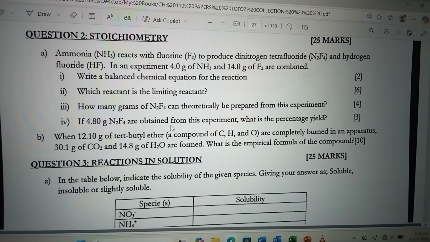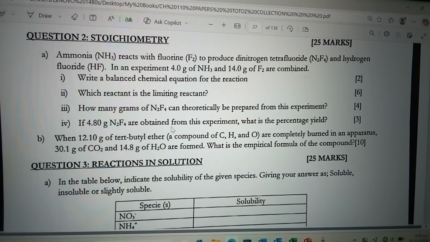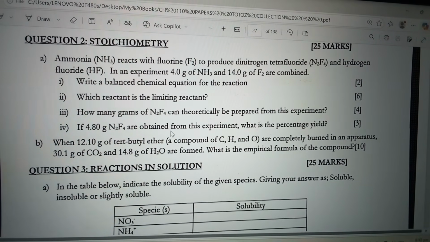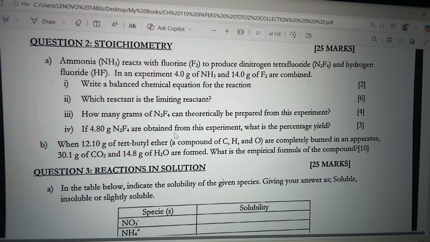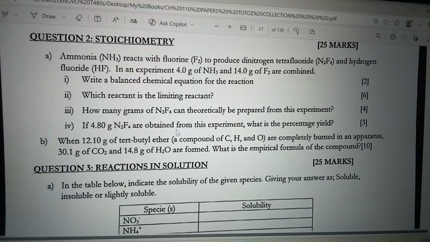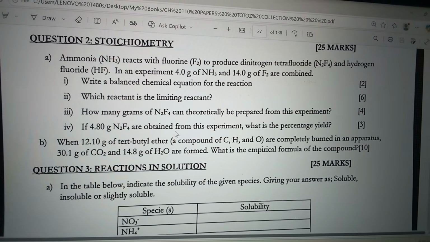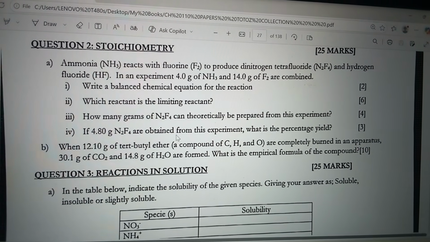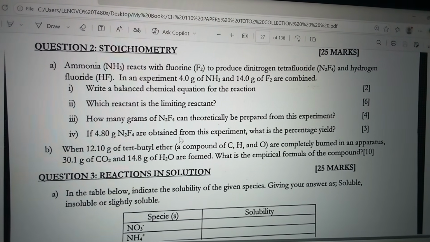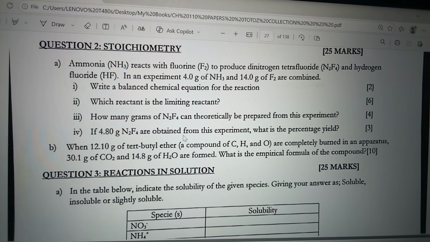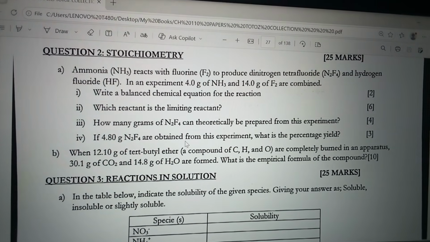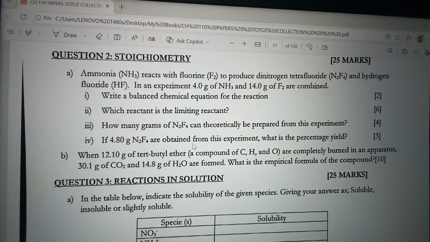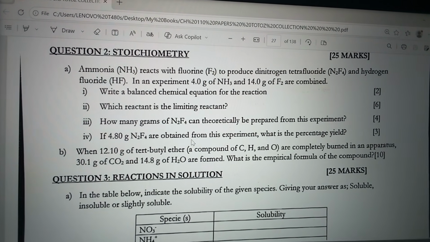The question reads: ammonia reacts with fluorine to produce dinitrogen tetrafluoride and hydrogen fluoride. In an experiment, 4.0 grams of ammonia and 14.0 grams of fluorine are combined. The first question says, write the balanced chemical equation. So it means that ammonia reacted with what? Fluorine to produce those two products.